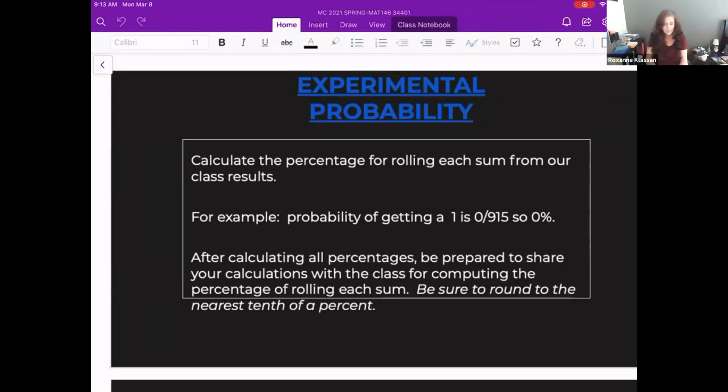We are going to calculate the percentage of each one of the numbers that we rolled on our dice. For example, I took both my classes and I said, okay, what's the probability of getting a 1? Well, remember, we figured out it was impossible to roll a 1 when you're rolling 2 dice because the smallest number you're going to roll is a 2. We rolled a total of 915 rolls between all my classes. So the chance of rolling a 1 was 0 divided by 915, so 0%.